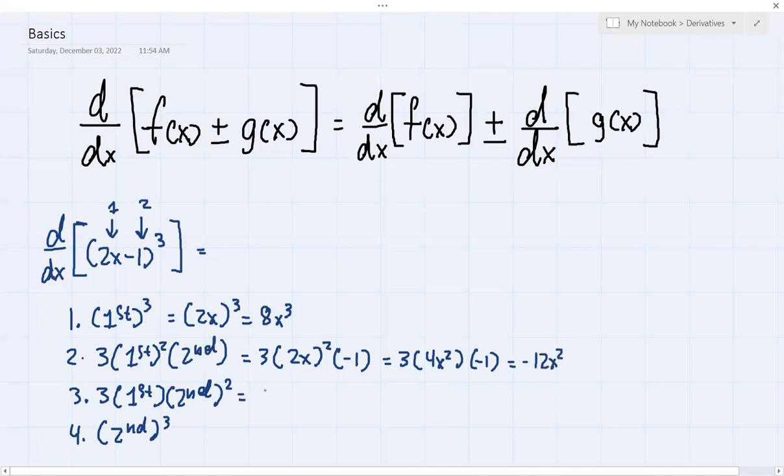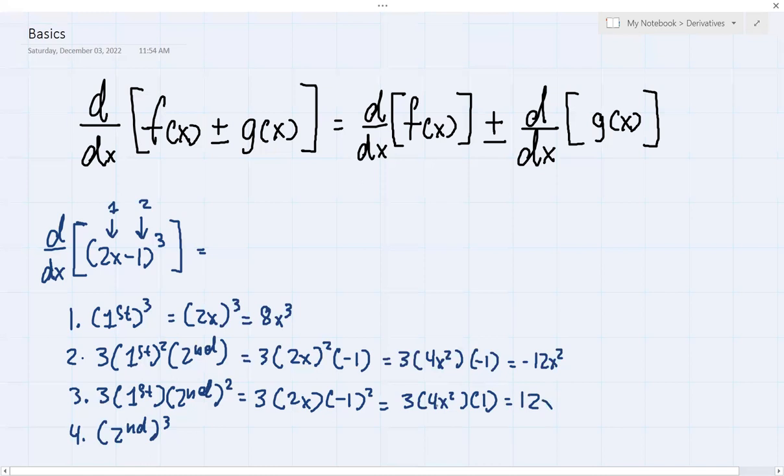So, next, in the third step, we have 3 times the first term, which is 2x, times the square of the second term, which is negative 1. Wait a moment. There you go. So in here, we have 3 times 4x squared times the square of negative 1, which is positive 1.